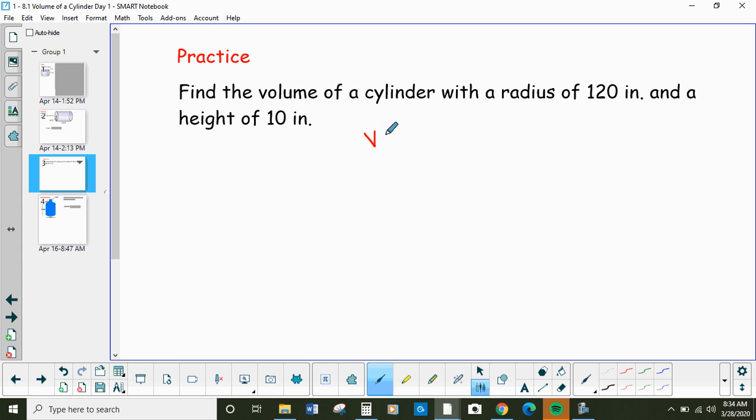So the volume of a cylinder is pi r squared. I'm going to round. I'm going to use 3.14. The radius they give me is 120. That needs to be squared before I do any other multiplying, and then times the height at the end.